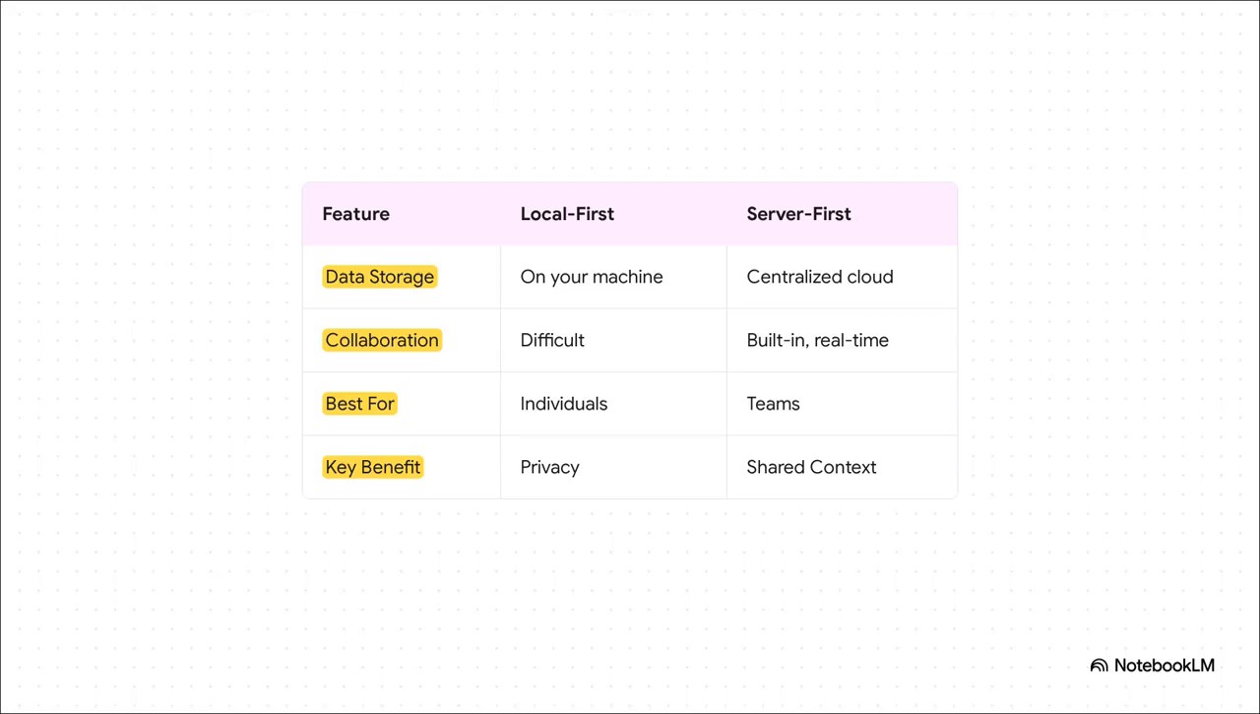A server first model puts all the data in a centralized cloud. And the huge benefit there? It makes real-time collaboration possible. Teams can share context, they can review the AI's work, but of course, it comes with a different set of trade-offs around things like privacy and complexity.